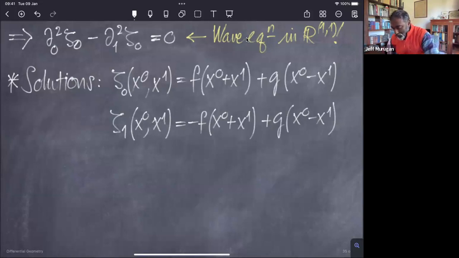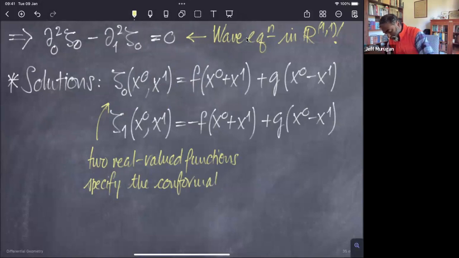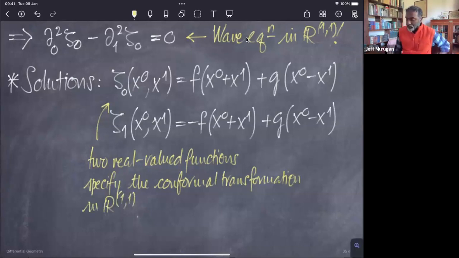Okay, so these two real valued functions specify the conformal transformation. Okay, so these correspond to left movers and right movers.